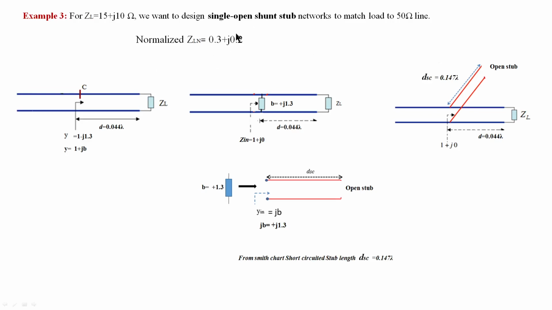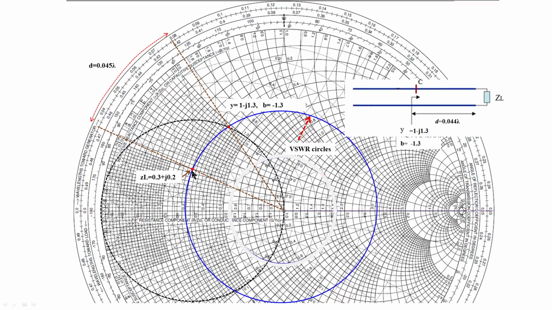So load given, normalize the value, you will be getting this and mark it on the Smith chart. So this is a marking. Okay, 0.3 is the resistance circle, 0.2 is the reactance circle. This is the 0.3 resistance circle, intersect with x is equal to 0.2, the reactance circle. Okay, they are intersecting here. First mark the load. This is the load given, you mark it here.